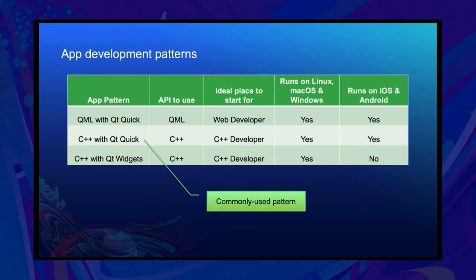Finally, we have C++ with Qt Widgets. So Qt Widgets is a different UI framework provided by Qt. This is more of a robust legacy desktop framework. So it's purely C++. There's no QML involved. This is great for C++ developers that only want to target desktops. It doesn't work well with touchscreens. It doesn't work well or at all on mobile devices. So this is great for those really heavy desktop applications.